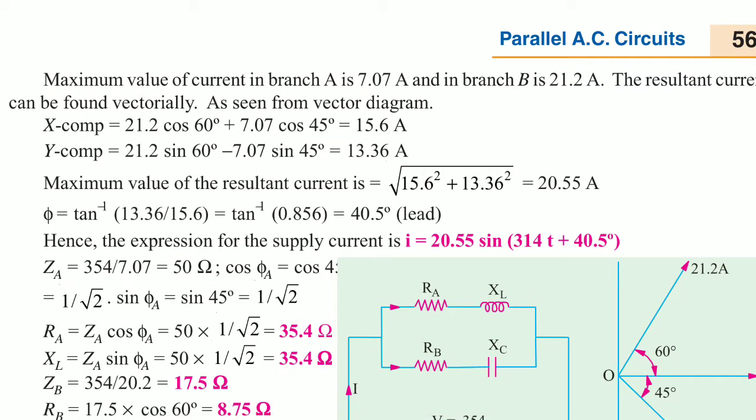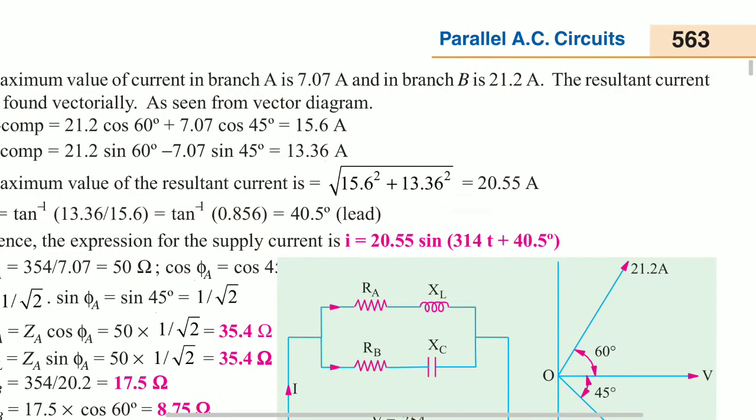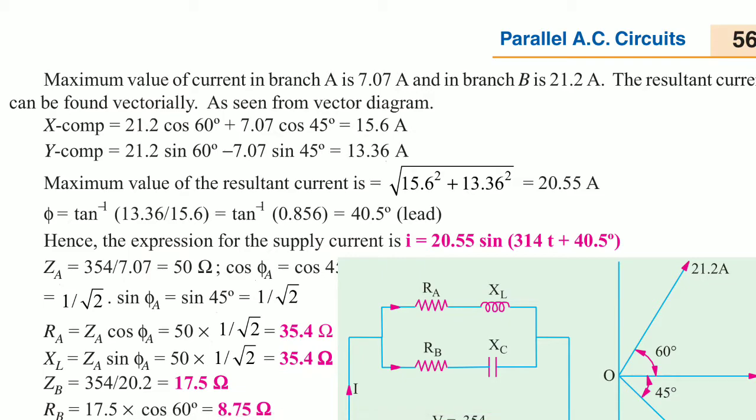Here the maximum value of current in branch A is 7.07 amps and in branch B is 21.2 amps. So how can we find out the resultant current? In vector representation, the resultant current has an x component and a y component.